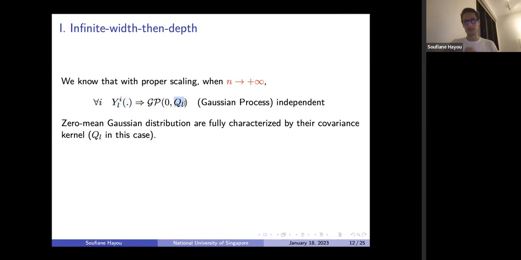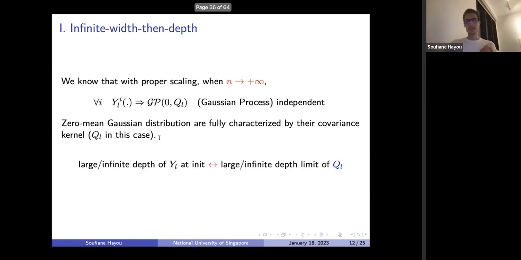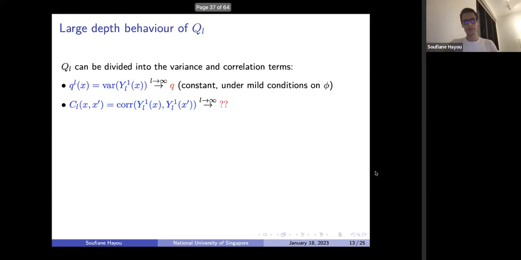right? Q^L, okay? If they are fully characterized by this covariance kernel, then if we're trying to understand the large depth limit or infinite depth limit of Y^L at initialization, this is equivalent to understanding what happens in the infinite depth limit to this kernel Q^L, because this kernel fully characterizes Y^L, which is Gaussian in this case. Okay, right.